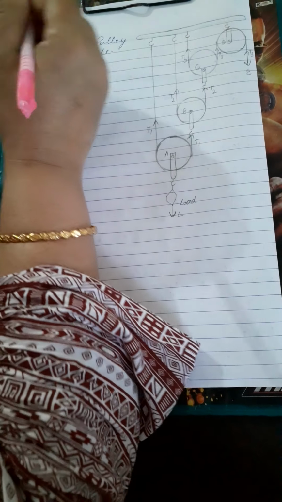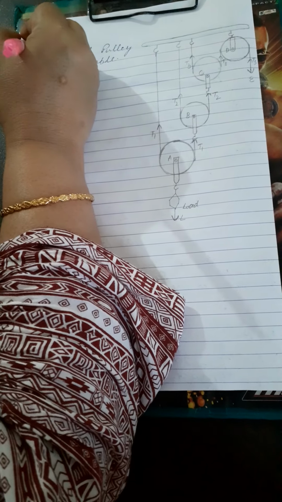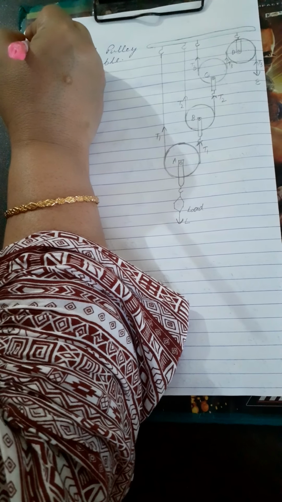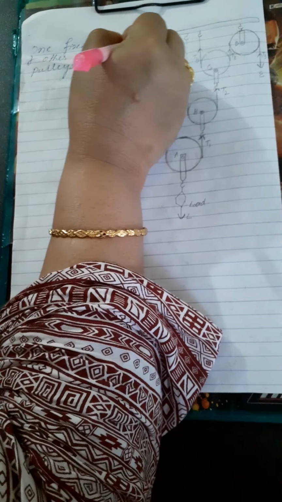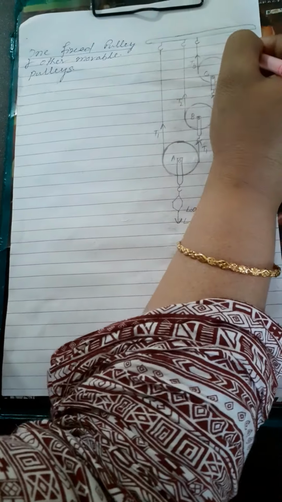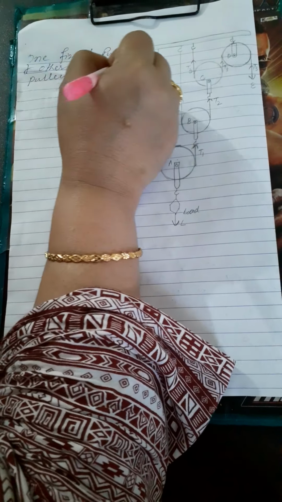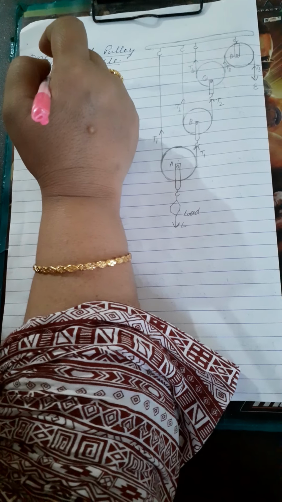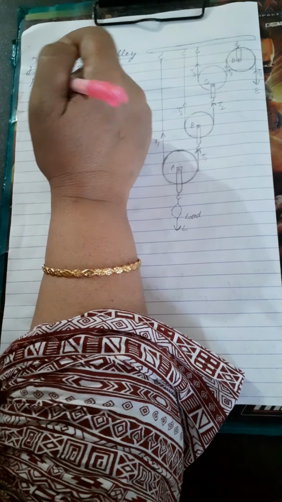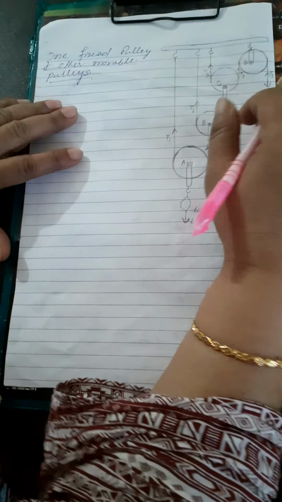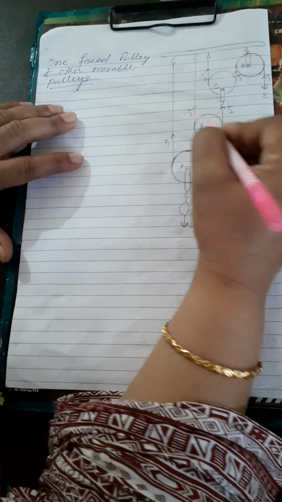And the second system is the block and tackle system. That next step we will do. Firstly we will discuss when one fixed pulley is there. This is the fixed pulley and these are movable pulleys. For that beta, we have to again follow the same procedure: mechanical advantage, velocity ratio and efficiency. Then again beta, you see all the strands.